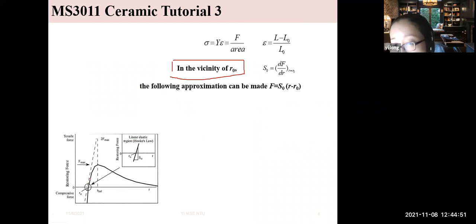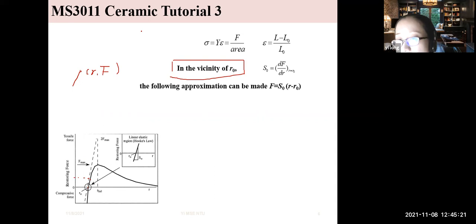For example, I put one point here. For this point, x is r and y is F. But how about this other point? What is x here? Can you type, please? What is x here?